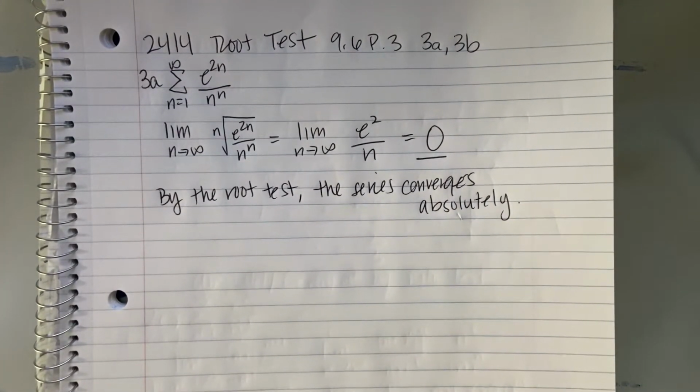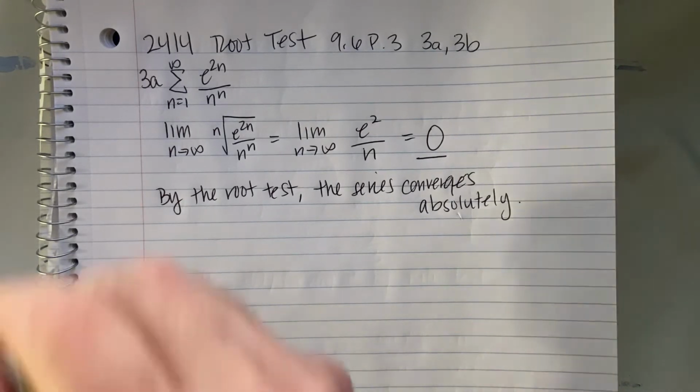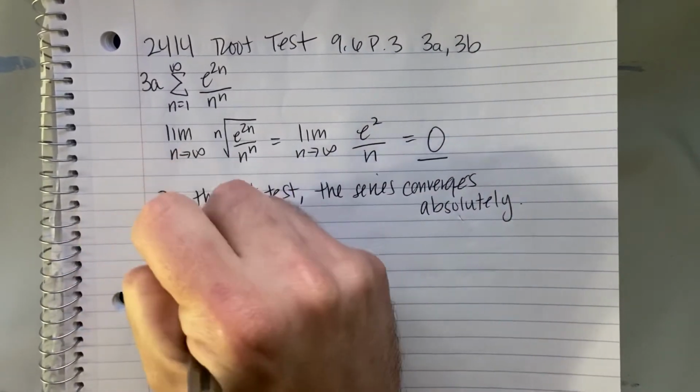It doesn't widely apply as easily. For example, try taking the nth root of n factorial. There are some arguments you can make about it, but it's not that simple. If you see factorials, you almost always want to use the ratio test. So let's see what this would look like if we were using the ratio test instead.